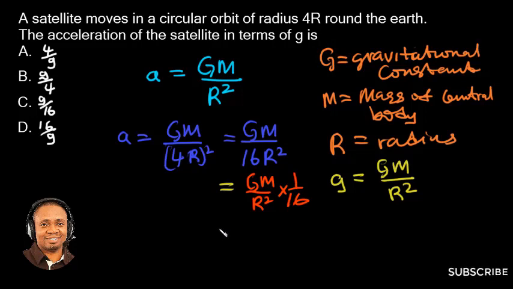Good. So now this is what we're going to have. This is going to represent g. So we have g times 1 over 16, which gives us g over 16. So this is the acceleration in terms of g. So the answer, option C, is the right answer.